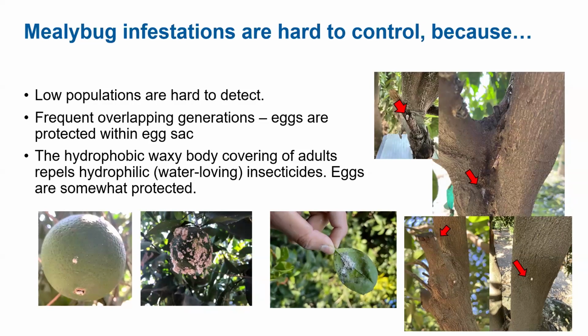Eggs are protected within the egg sac. The egg sac is hydrophobic in nature, so all these insecticides that are water soluble are repelled by the egg sac. Eggs are somewhat protected. We don't control eggs, and then reinfestation happens really easily.